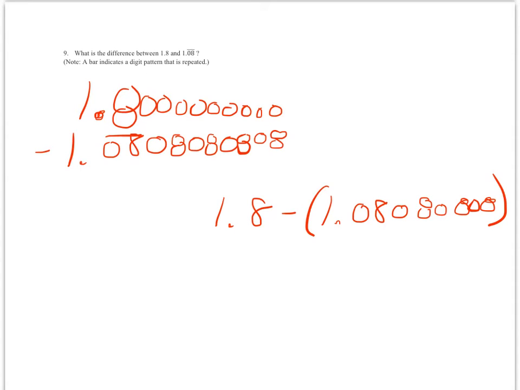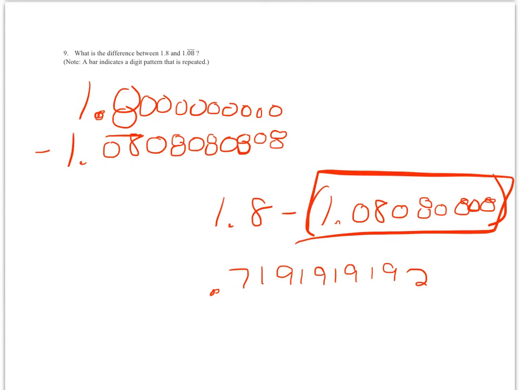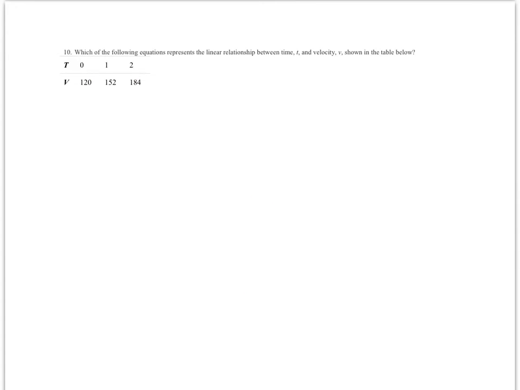Here's what you'll find. Your calculator will give you 0.719191919, and eventually it'll give you a 2. Because we're rounding, we can't put this whole number in. We can only put in part of it. This 2 doesn't really happen. It's really 0.719 repeating. So the difference is 0.719 repeating. 19 is repeating, 7 isn't.